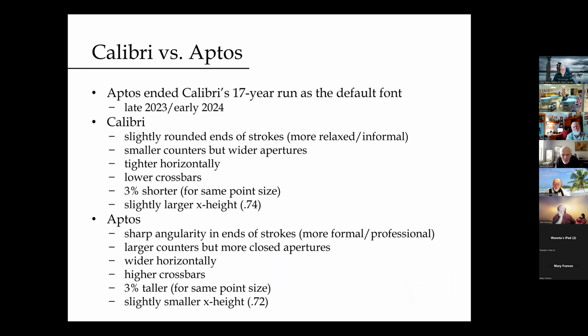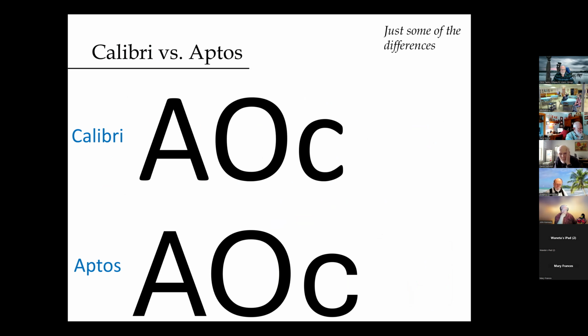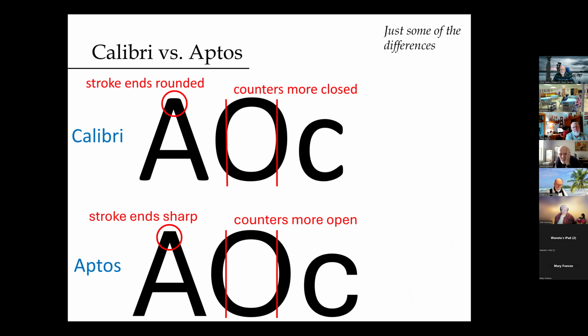So Calibri versus Aptos. So the last default font going into what is now the default font in Microsoft Office, talking about some of the characteristics that are different. Here's looking at some letters in it, and you can see how Calibri was a little bit softer, more rounded. Aptos is a little bit more formal, sharp. Yeah, narrower apertures in Aptos.